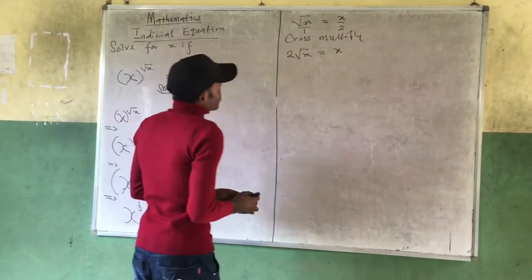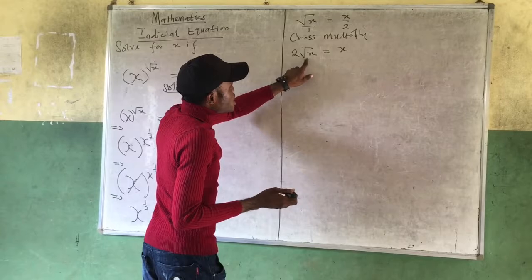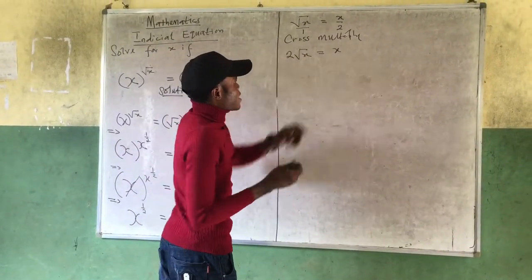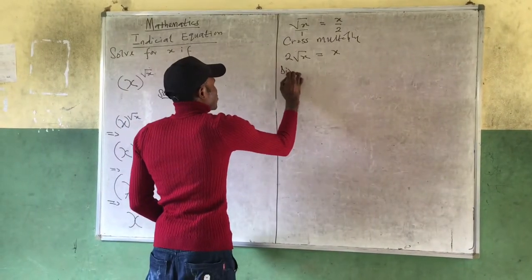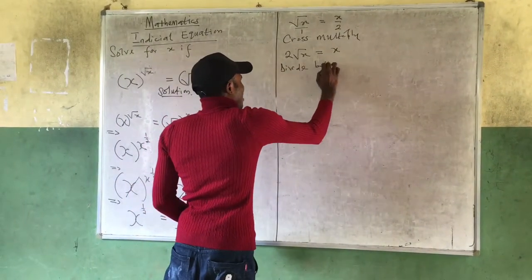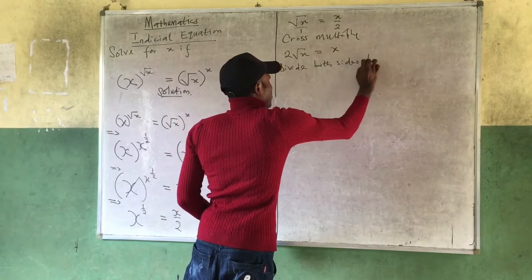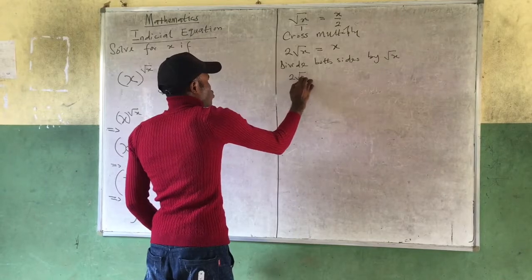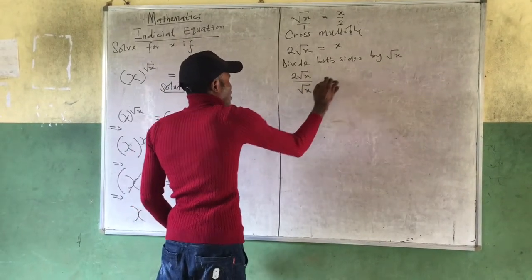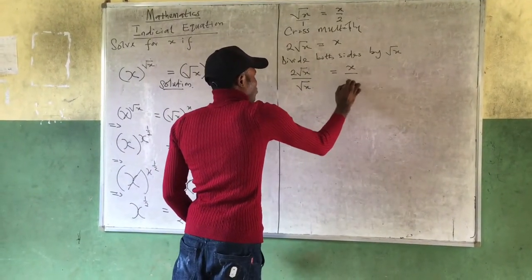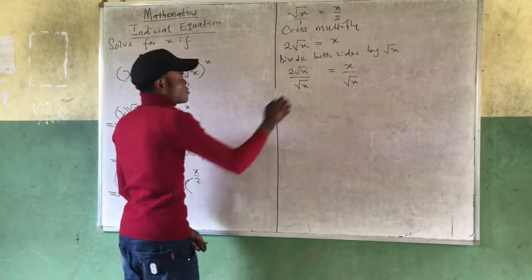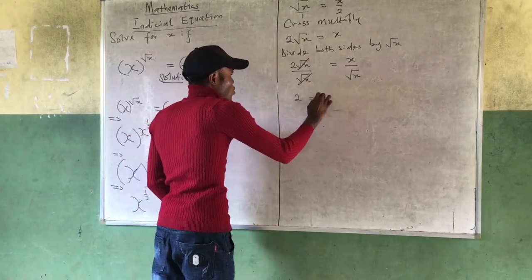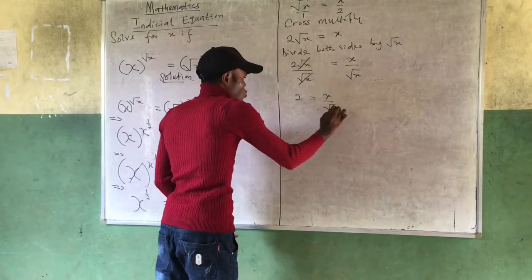Now, we are getting there. We need this root x to leave this spot. We need it to be moved to this x. How do we achieve that? We divide both sides by root x. That is, we have 2 root x over root x equals x over root x. Then, this and this will cancel out, so that we have 2 equals x over root x.